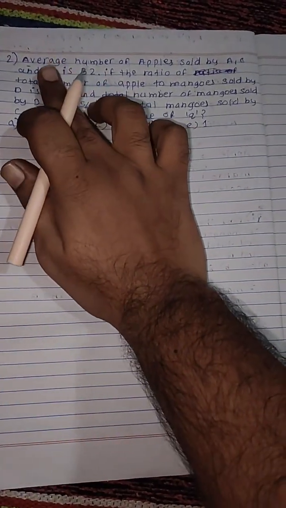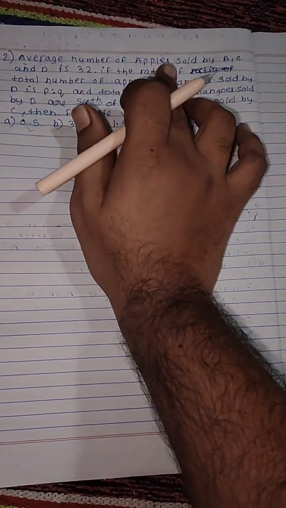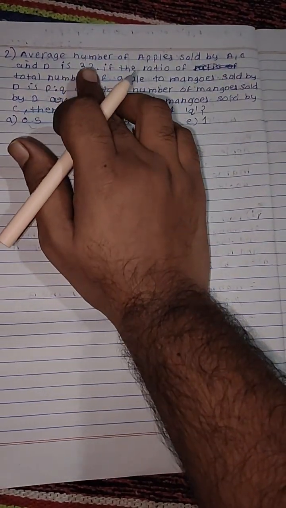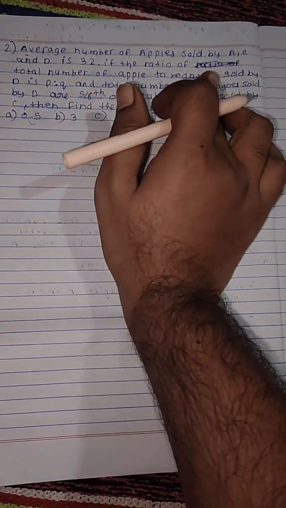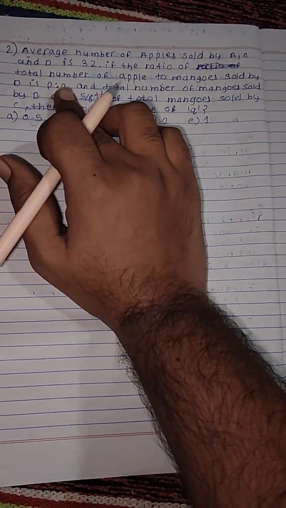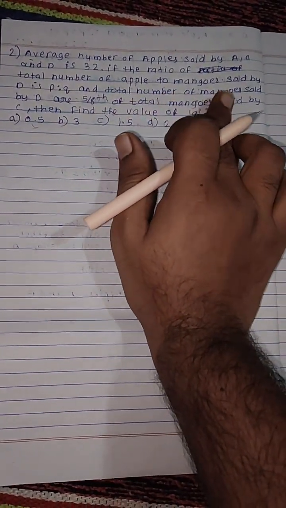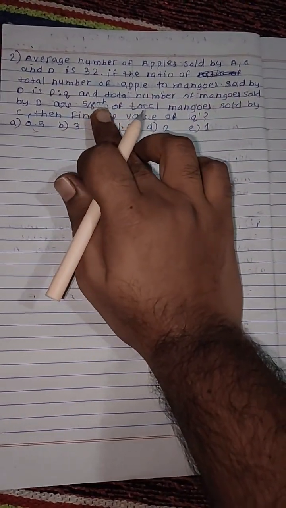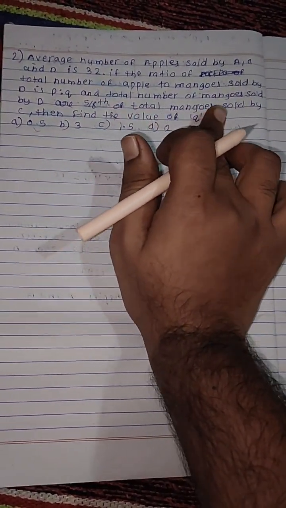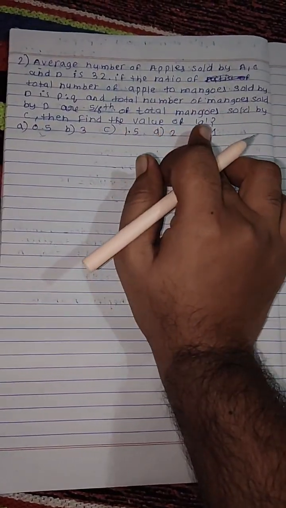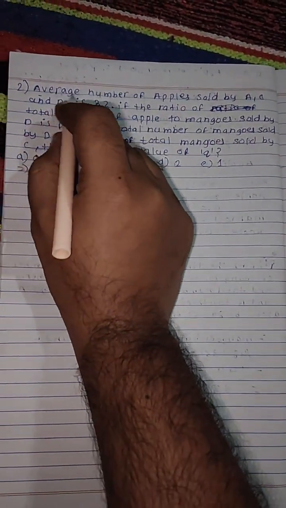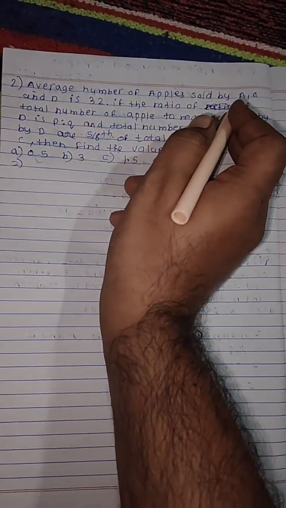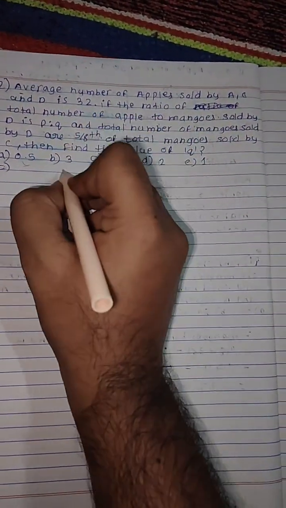Guys, next question is: the average number of apples sold by A, C and D is 32. If the ratio of the total number of apples to mangoes sold by D is P is to Q, the total number of mangoes sold by D are 5/8th of the total mangoes sold by C. Then find the value of Q. So we'll just write the info given in the question.